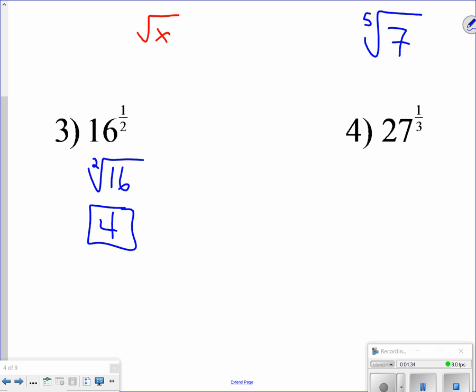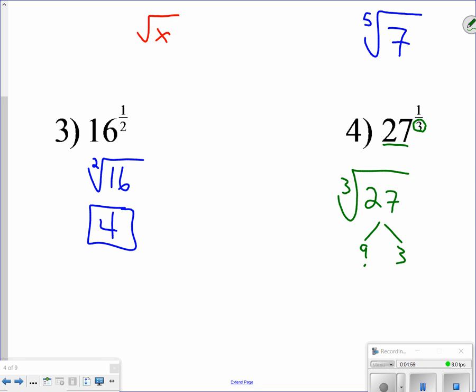Okay. Same thing now, 27 to the 1/3 power. Let's do it again. This number here becomes the index, while the 27 is my radicand. So the cube root of 27, I'm going to simplify this the way we usually do. Cube root 27 is what times what? I'm going to say 9 times 3. That works.